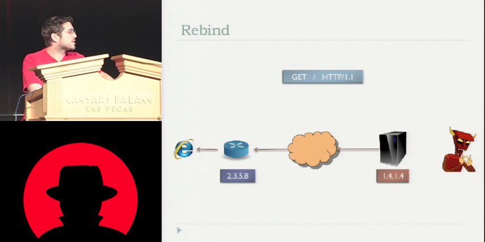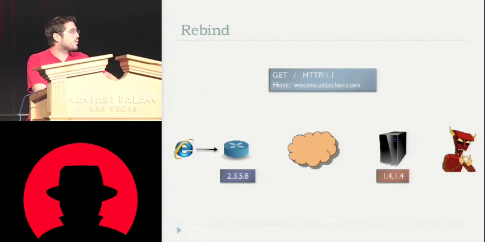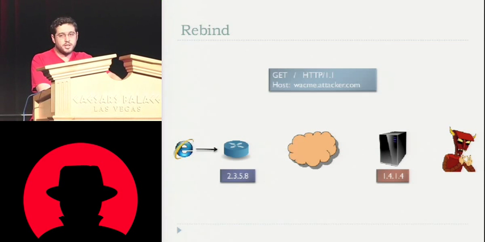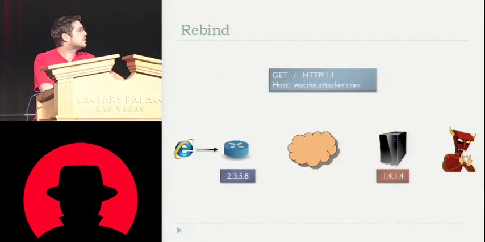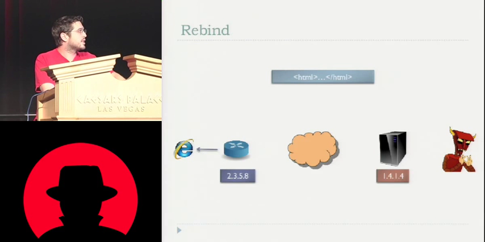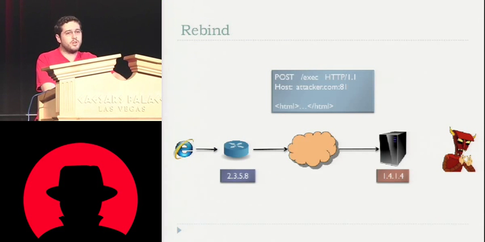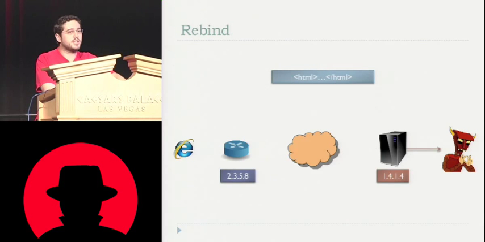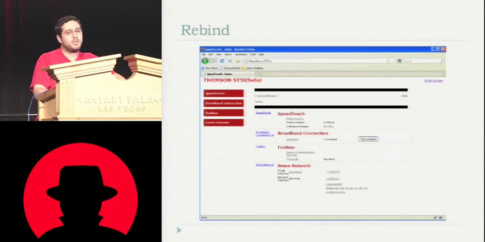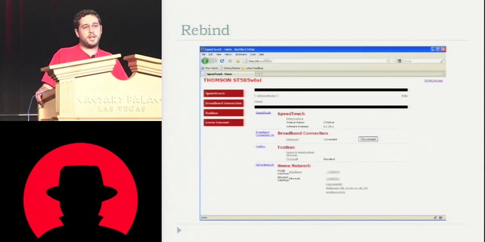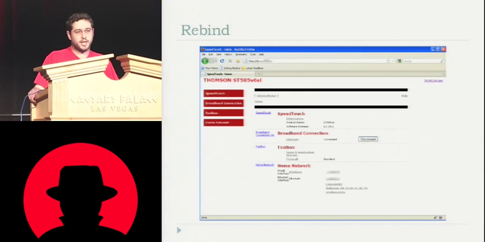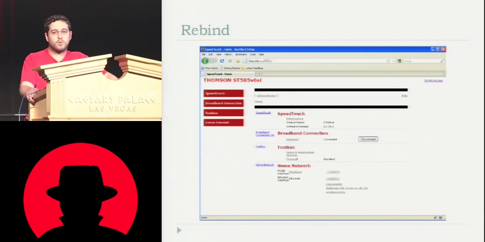So the JavaScript says, all right, no problem. Sends a GET request to whackme.attacker.com, which is the subdomain that we rebound. Gets the response, sends the response back to Rebind, and then Rebind forwards that back to the attacker's browser. And so now the attacker is browsing around inside the router's web interface as if he's on the LAN. And he can click on links and submit forms and do whatever he wants.